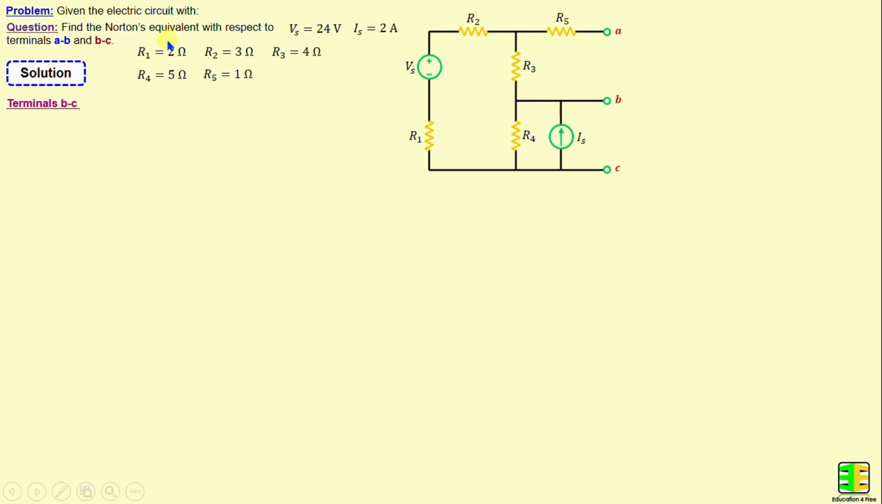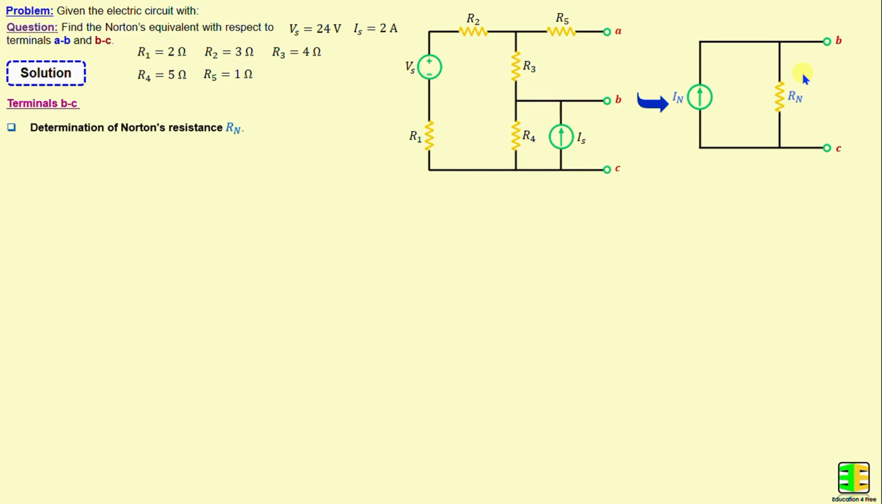Let's move on now to the Norton's equivalent with respect to terminals B and C. By applying the Norton's theorem between terminals B and C, we can replace this circuit with a current source in parallel with the resistor, which will be denoted as IN and RN. I will start first with the determination of the Norton's resistance RN.